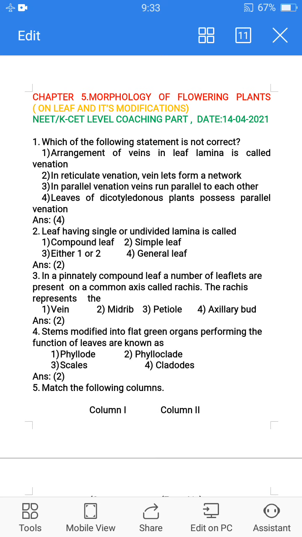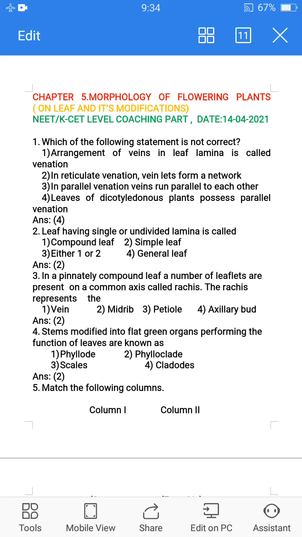First one. Which of the following statements is not correct? Let us see four options. Option 1. Arrangement of veins in a leaf lamina is called venation. Option 2. In reticulate venation, veinlets form the network. Option 3. In parallel venation, veins run parallel to each other. Fourth option. Leaves of dicotyledonous plants possess parallel venation.